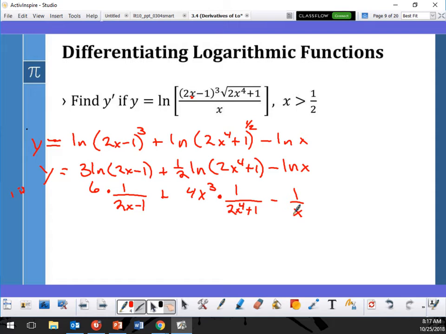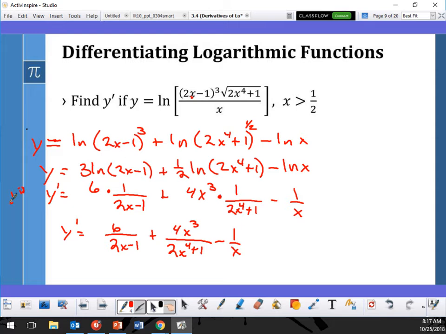Okay, let's try to clean it up a little bit. So this is my y prime. y prime is going to be 6 over 2x minus 1 plus 4x cubed over 2x to the fourth plus 1 minus 1 over x. If I wanted to combine all those, that would be a hot mess. I don't want to though. I would have a nasty looking denominator and my numerator would look even worse. But guess what? That's the derivative.